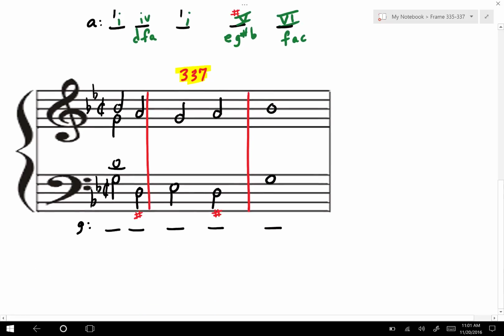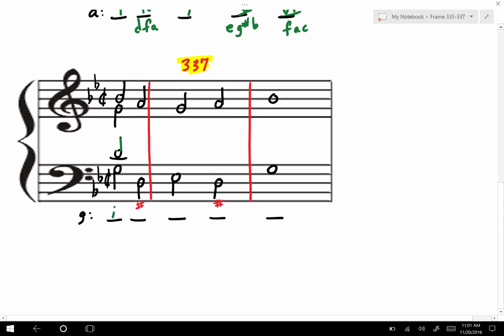Let's try another example. Okay, we're going to do the same thing here in frame 337. We're in the key of G minor. Let's apply the Roman numeral analysis. We've got a 1 chord, G, B flat, D. Let me put my stem on my tenor that I forgot before. There we go.